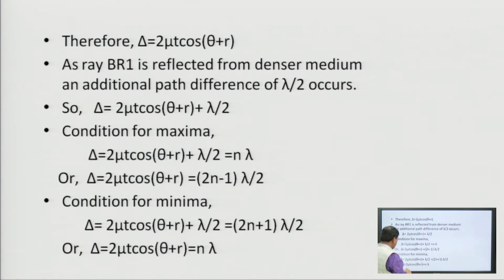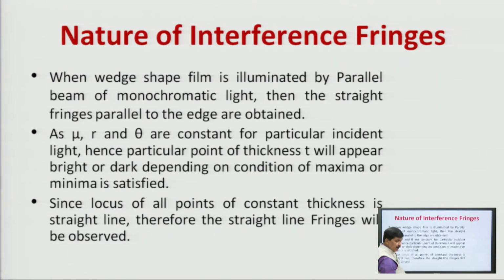The condition for minima will be 2 mu t cos theta plus r plus lambda by 2. This must be equal to an odd multiple of lambda by 2, as we know the path difference must be an odd multiple of lambda by 2 for the condition of minima. So this equals (2n plus 1) lambda by 2, and lambda by 2 will cancel out. So the net path difference, 2 mu t cos r, is equal to n lambda. This is the condition of minima for wedge shape interference.